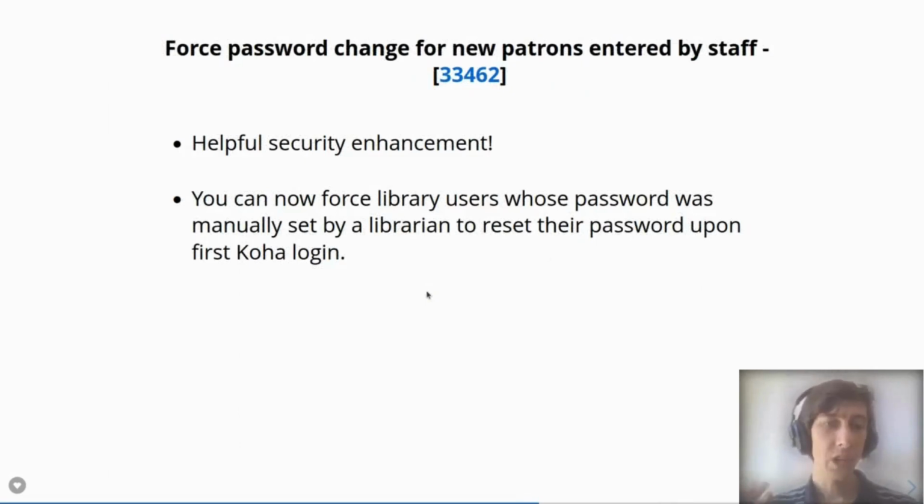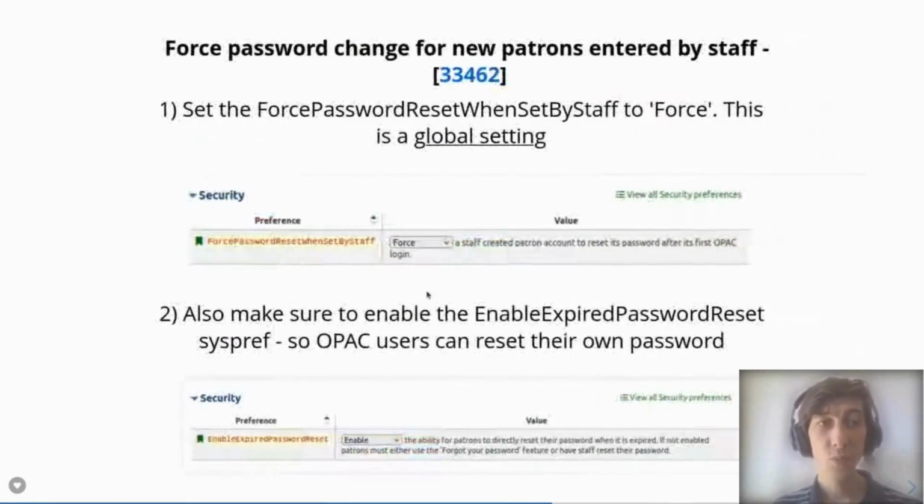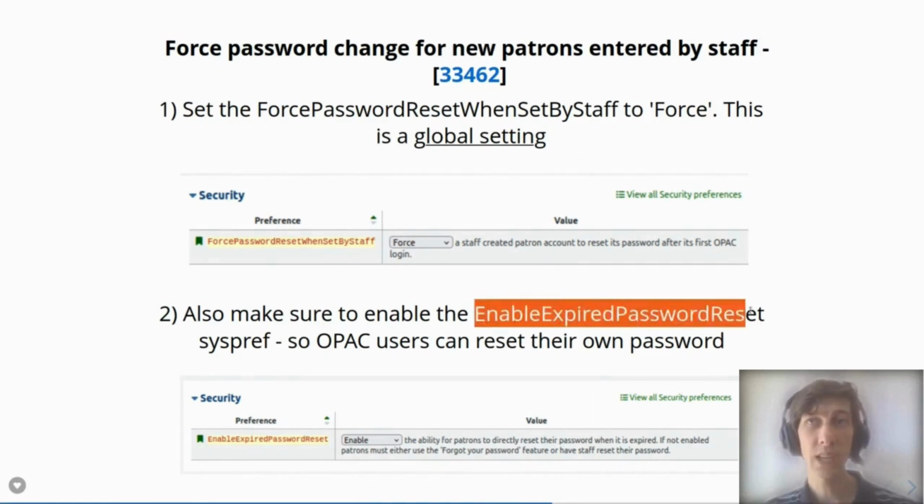We can set that to false, and another thing that's really important with this feature is to enable the enable expired password reset system preference. That's required so that when your users try and log into the Koha OPAC, they get a link to reset their password themselves. Otherwise, you're going to have lots of users asking your library staff to reset the password for them.